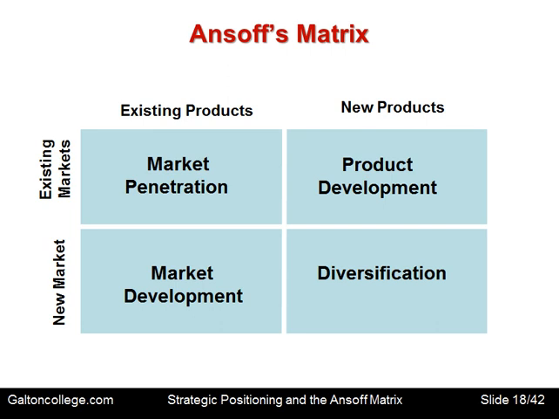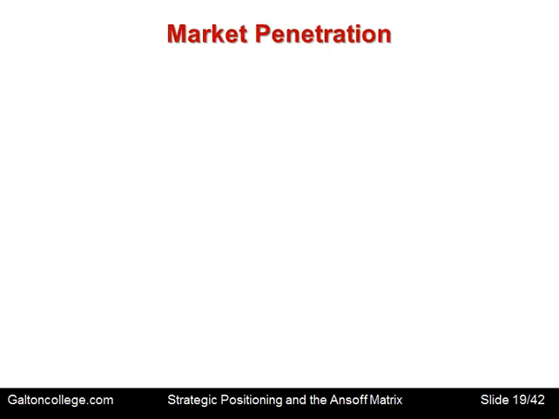So we've got 4 parts to consider. And what we're going to do in the remainder of this class is to look at these 4 boxes, if you like, these 4 parts to the matrix: market penetration, market development, product development, and diversification. And we're going to start with market penetration. So with market penetration, this is another name for a growth strategy. Market penetration is a growth strategy.